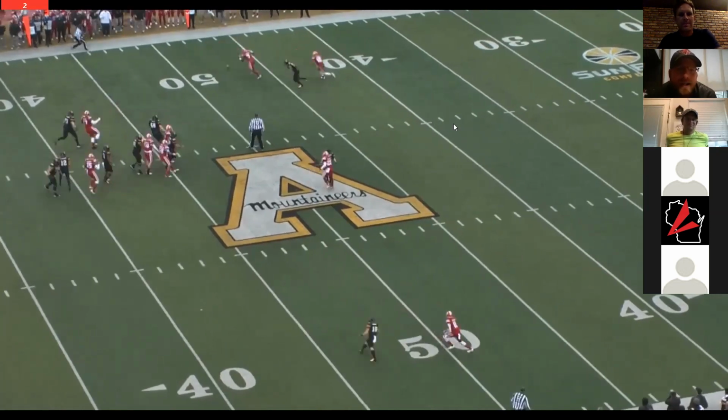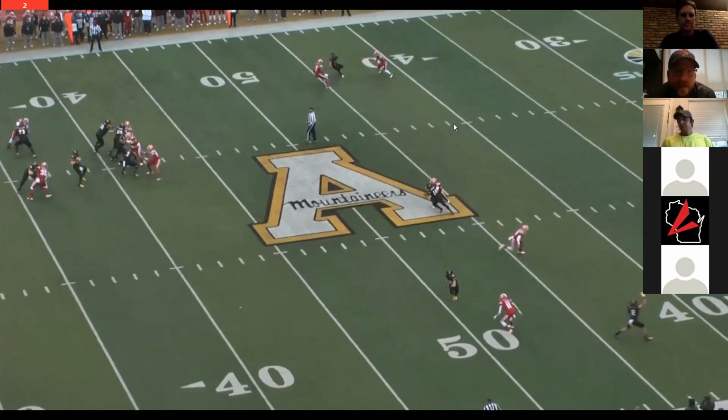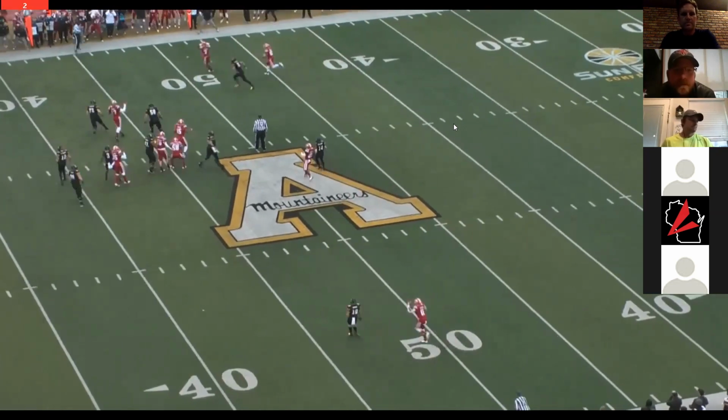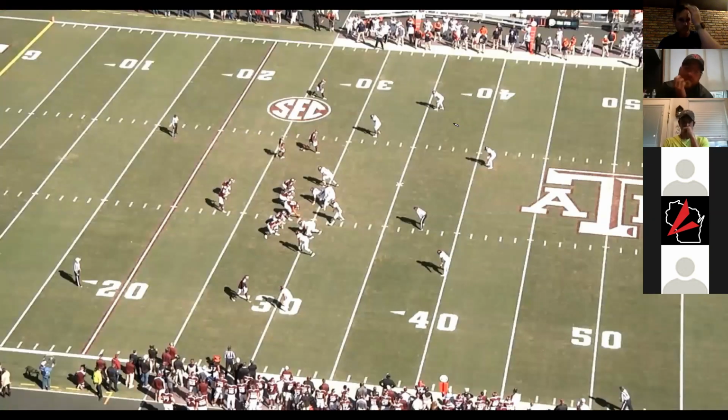But you can kind of see the idea of changing the math, right? We want to show them one thing and give them something else on the snap of the football, right? So that's one example of it. Moving forward, here's another way that we've gone about doing it.